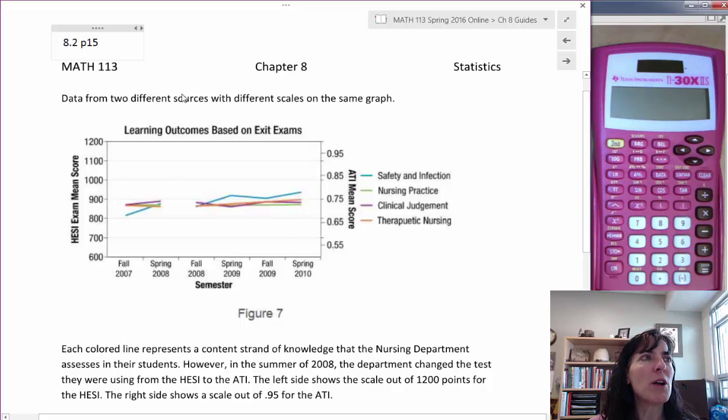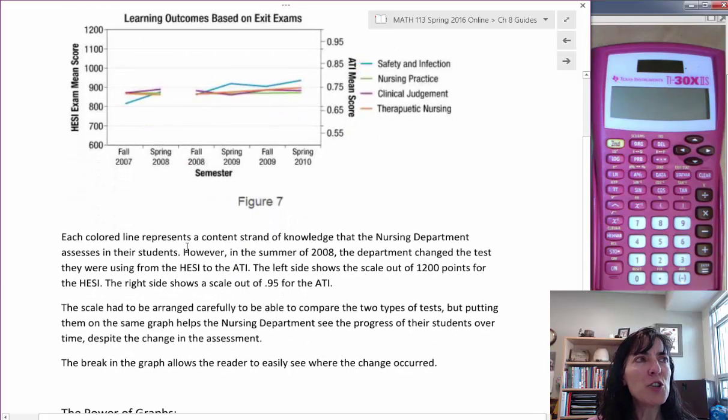So data from two different sources with different scales using one graph. Each colored line represents a content strand of knowledge that the nursing department assesses in their students. However, in the summer of 2008, so right about this time frame, the department changed the test they were using from the HESI to the ATI.